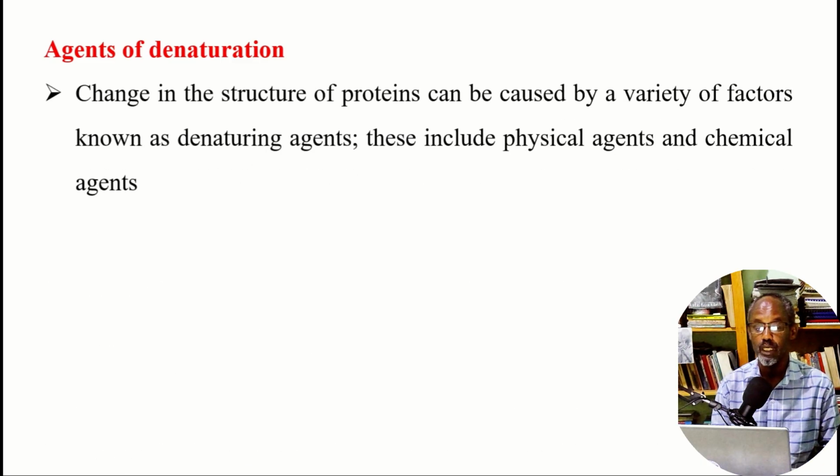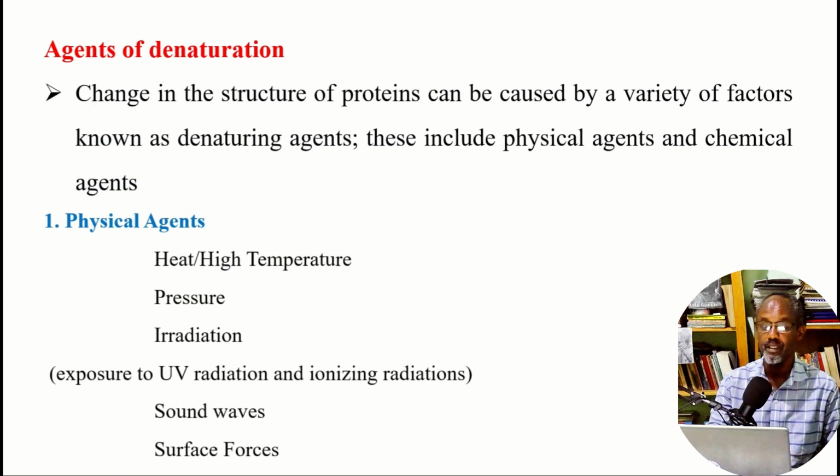Agents of denaturation. What causes denaturation in detail here? A change in the structure of protein can be caused by a variety of factors, known as denaturing agents. These include physical agents and chemical agents. From physical agents, look, heat or high temperature, it could be pressure. High pressure can cause denaturation. Irradiation, like UV radiation and some ionizing radiations, high energy radiations, and also sound waves. Surface forces are also responsible as physical agents to bring about denaturation.